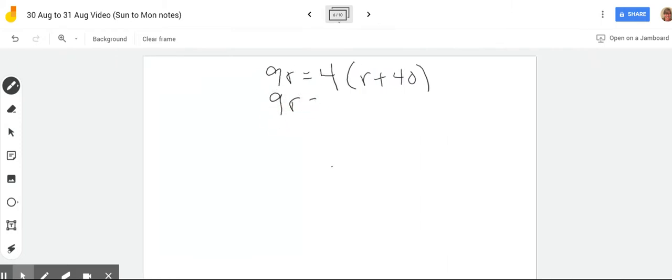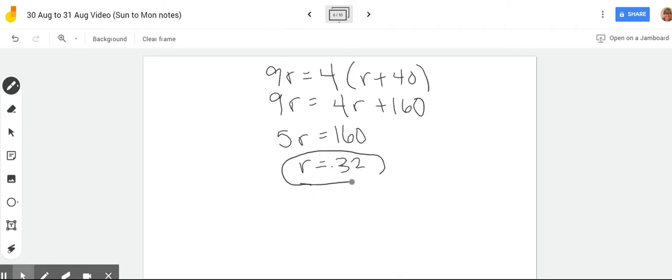Okay, so again, distribute. Get your R's together. Subtract 4R from both sides. You'll get 5R equals 160. Divide by 5. It's in there 32 times. So the rate of the trip there is 32 miles per hour.